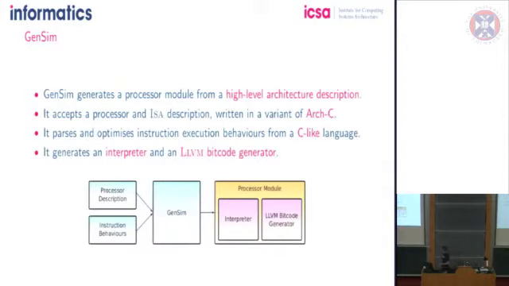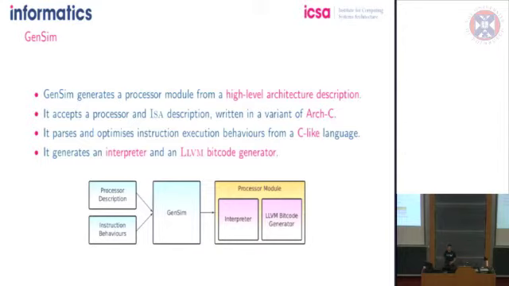So GenSim takes a processor description and it takes instruction behaviors written in a high-level language, it combines them together, and it generates a processor module. The processor description is written in a variant of ArchC, and the instruction behaviors are written in a C-like language. So it's a high-level description of the implementations of the instructions in our instruction set architecture. And our processor description includes information about the processor that we're emulating. So it'll contain the registers that are available, it'll contain the flags and things like that.